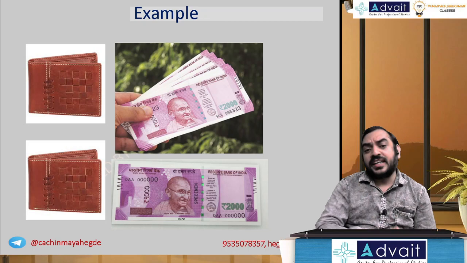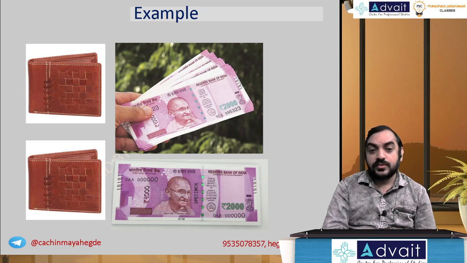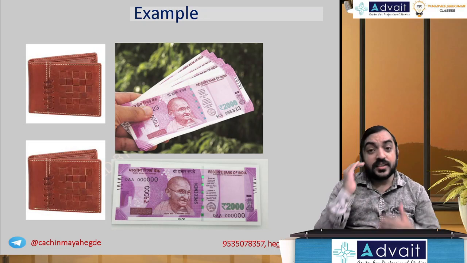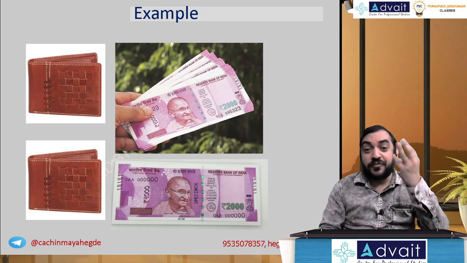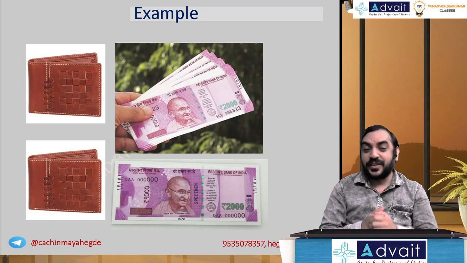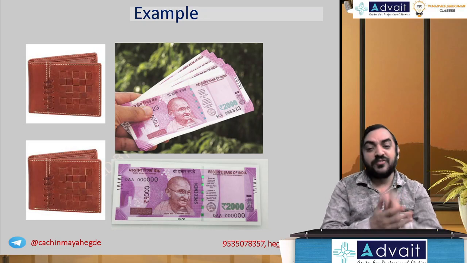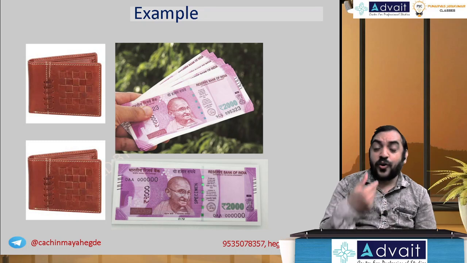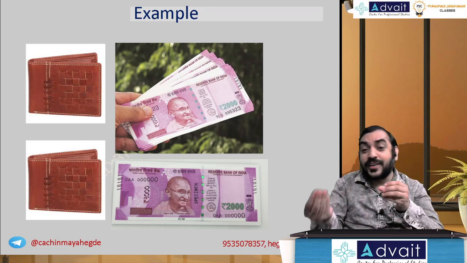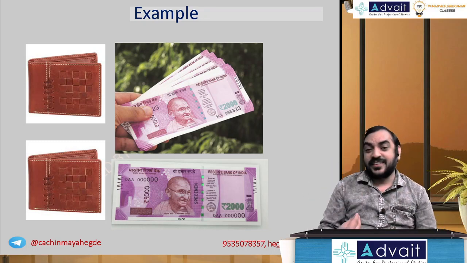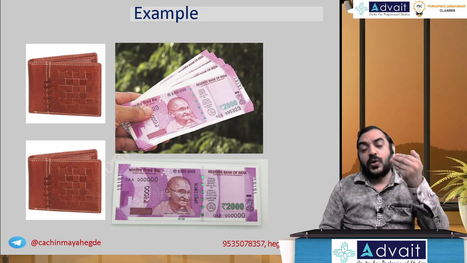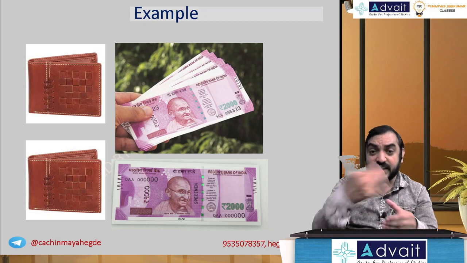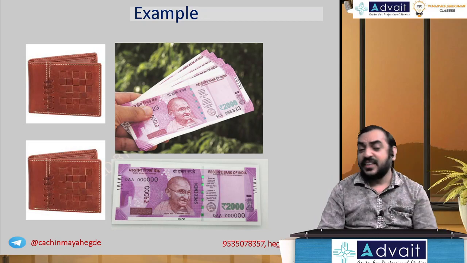Now, which wallet carries higher value? The second wallet or the first wallet? First wallet, right? Because it has five 2000 rupee notes, so value is 10,000 rupees. Whereas the second wallet, though the same wallet, has only 2,000 rupees. So the value of the wallet depends on what is there within it. So that wallet is called the derivative instrument. What is there within that is called the underlying instrument.